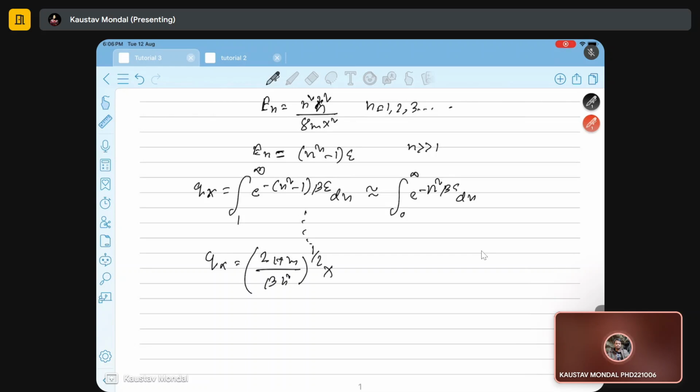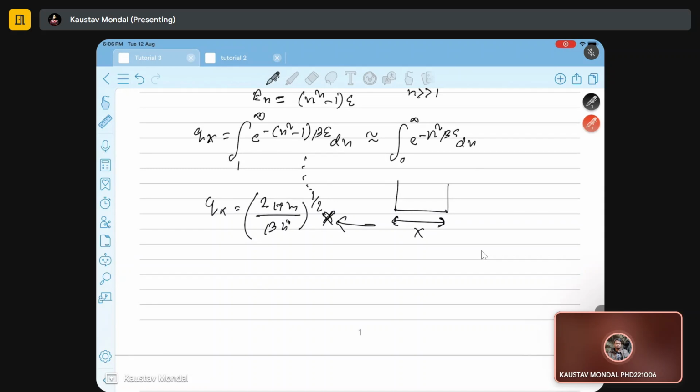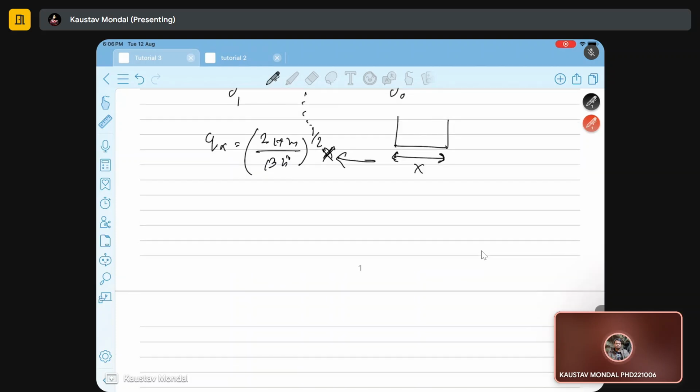x is nothing but the length of the box. The box only spreads in the x direction, so let's suppose this is the width of the box. Then this width is basically the x here. This is the expression of the partition function of a particle moving in a 1D box. So this is for the 1D box. Similarly, for the 3D box also we have calculated. From the concept of the 1D box, one can easily calculate for the 3D box.